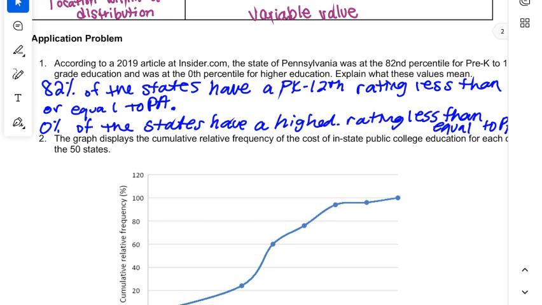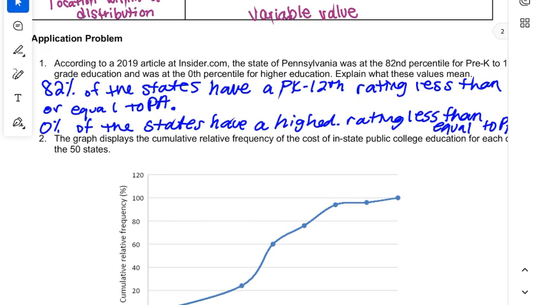But how do we know if it's like less than? Because I thought you said that we don't know what the thing is talking about. Their rating is less than. So that's how you would describe it. Because they're at the 82nd percentile, they rated them at some, it's their grade. We don't know what their grade is, but Pennsylvania is at or above 82% of the other states.